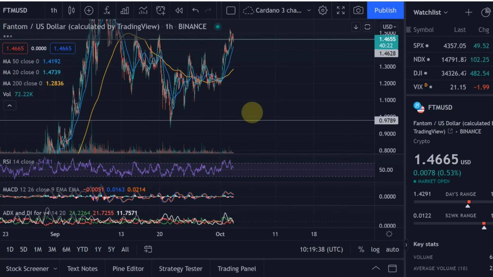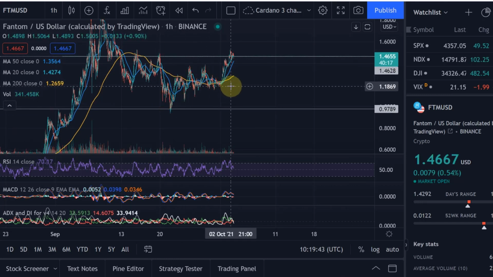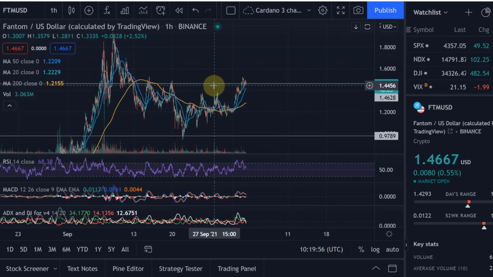Should we really not break it and should we head down once more, you can certainly expect some support here at the 1.20 level, which is that most recent low here, but we could also fall down to $1 again because we are certainly in that range at the moment. You can clearly see that. Right, but it's just looking strong at the moment.